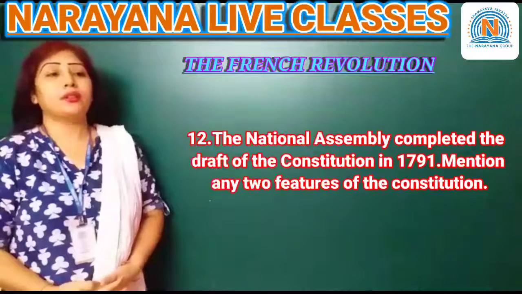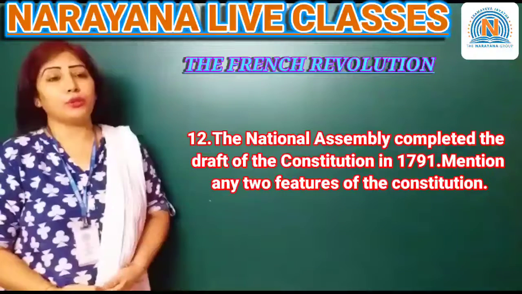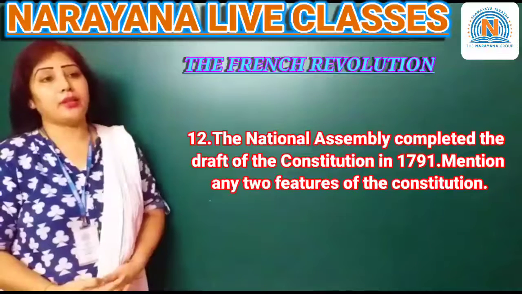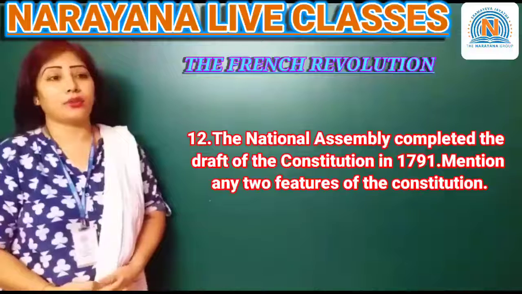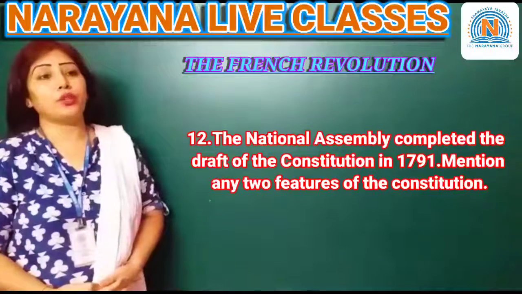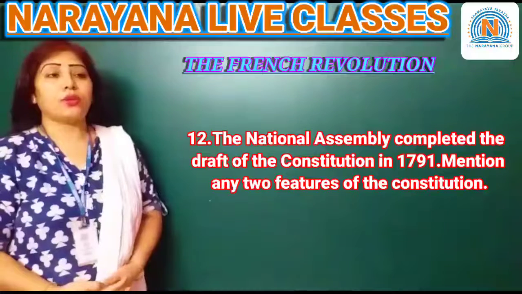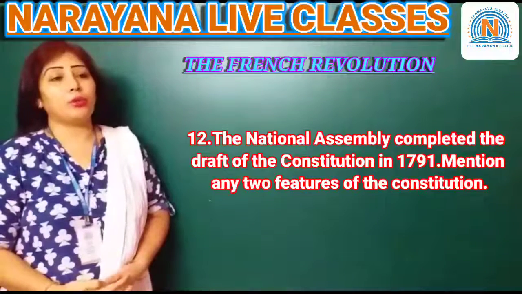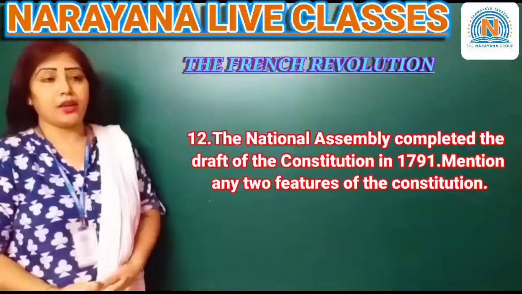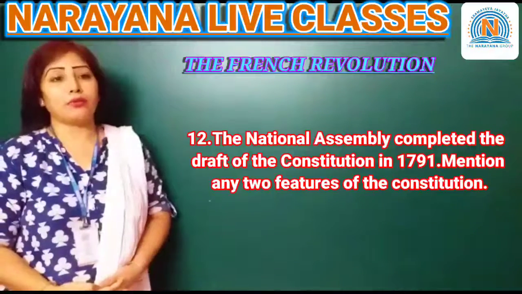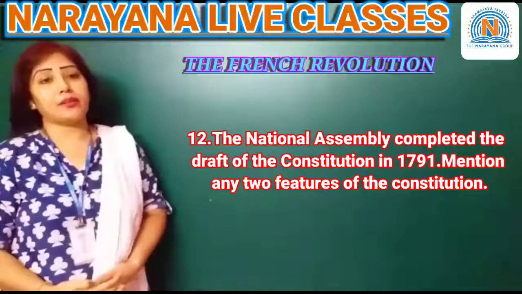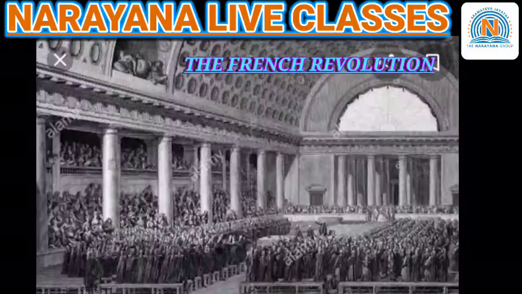Moving on with number 5, answer the following questions in 1 or 2 sentences. Question number 12: the National Assembly completed the draft of the Constitution in 1791. Mention any 2 features of the Constitution. Here we go with the answers. Point number 1, it vested the power to make laws in the hands of the National Assembly. Point number 2, it limited the powers of the monarch. Powers were decentralized and assigned to different institutions.